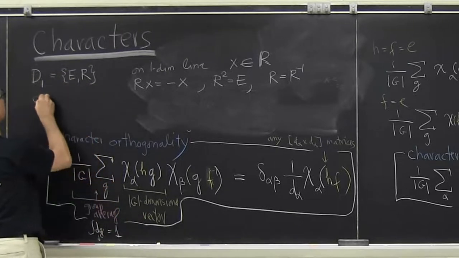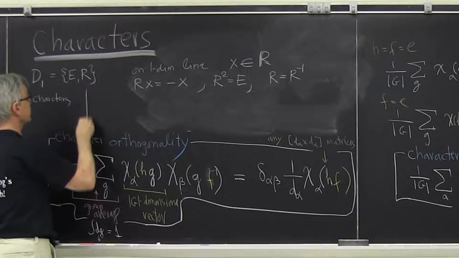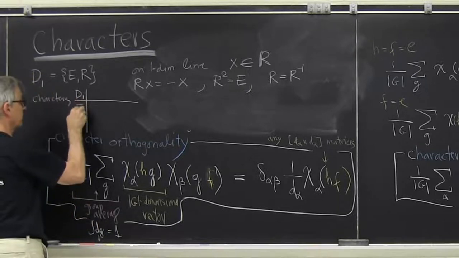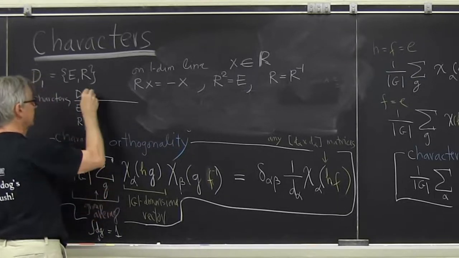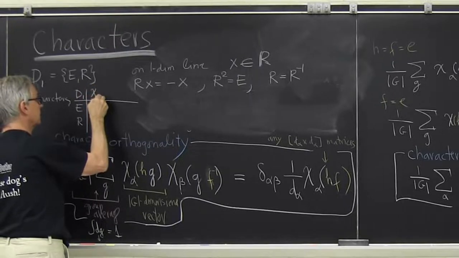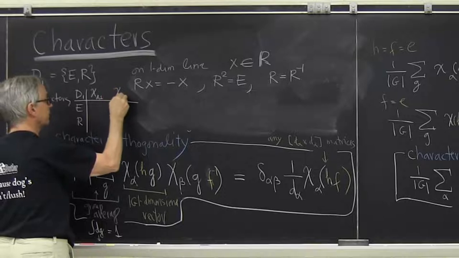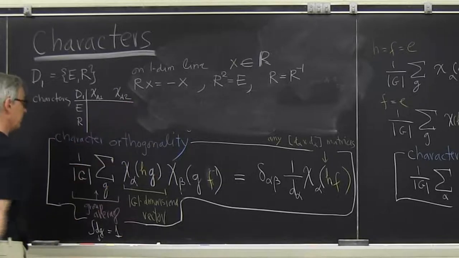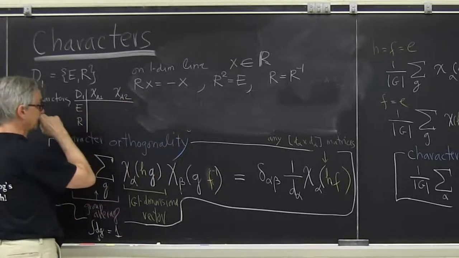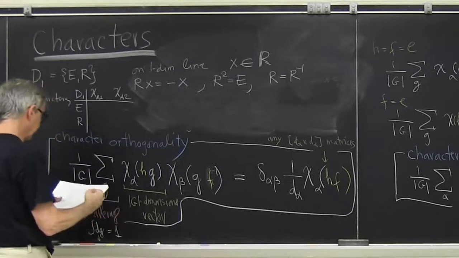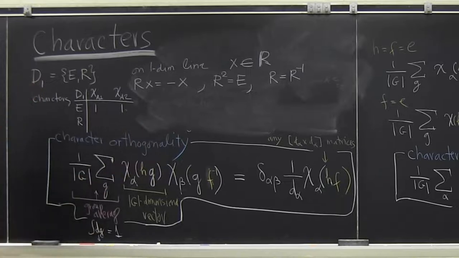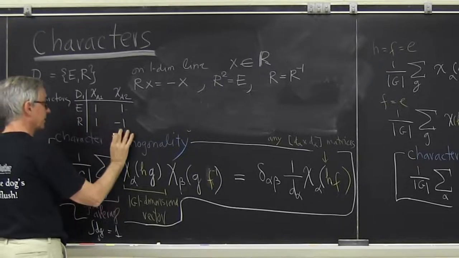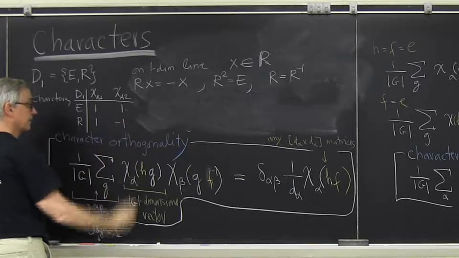So then the characters are very simple. Here is the character table for dihedral group 1. There are only two elements, E and reflection. And there are only two characters. One has to do with symmetrization, and the other one has to do with anti-symmetrization. In crystallography, conventionally called A1 and A2. Now, identity has the same character. It's identity in all irreducible representations, so it has character 1. But for the anti-symmetrization, the reflection has character minus 1.